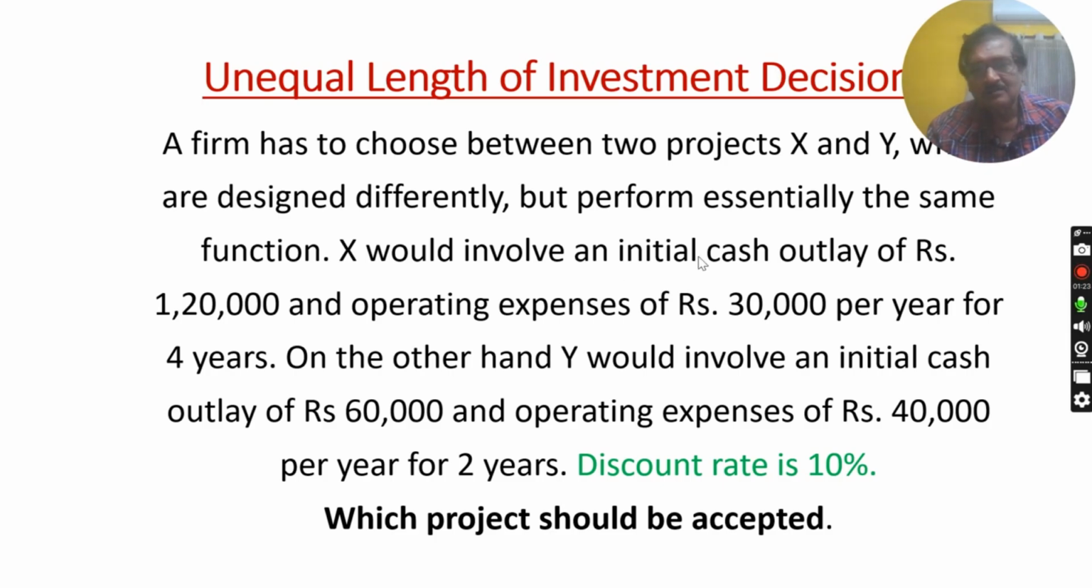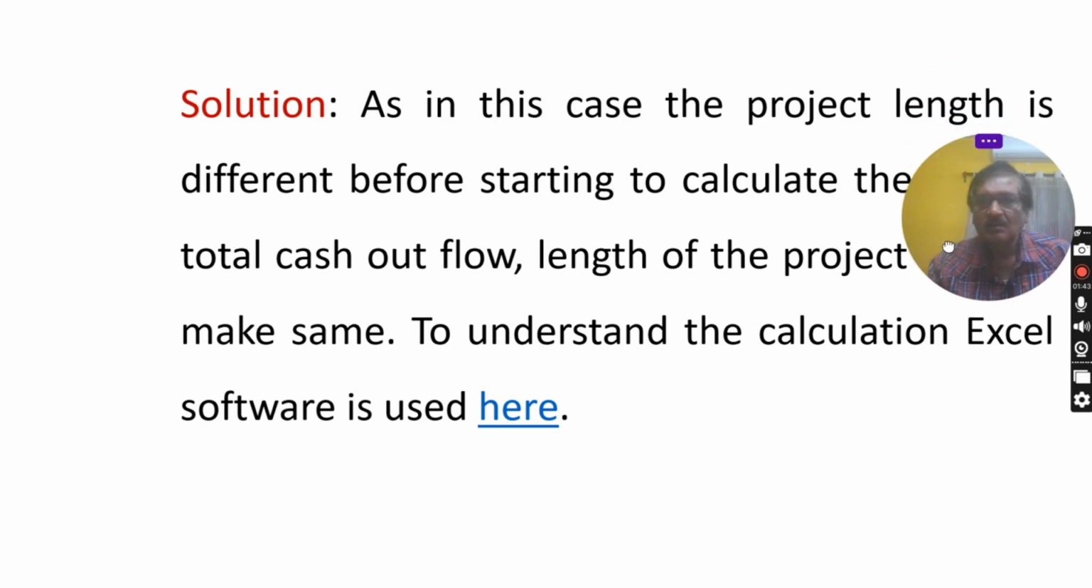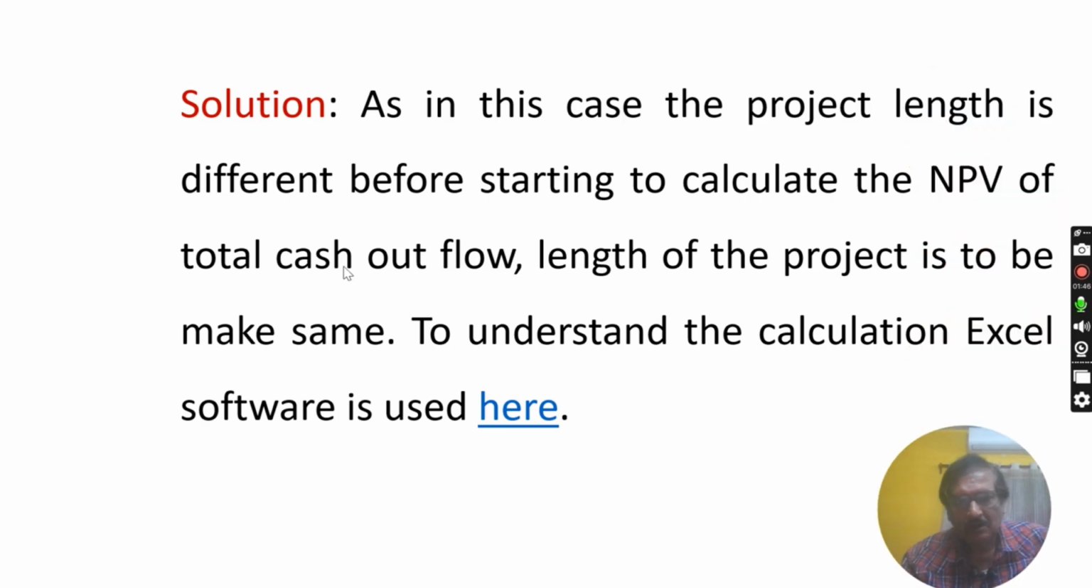The problem is different from other normal problems because here the length of the project is different. That's why it is called unequal length investments. One is of 4 years and another is of 2 years. Then how we will proceed to solve it? Solution. This is the solution.